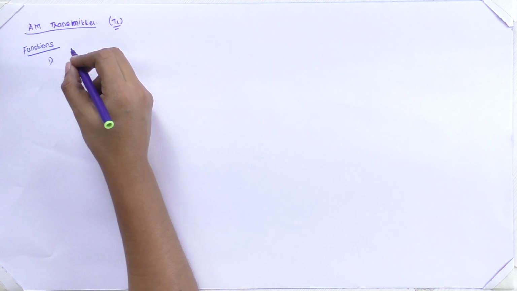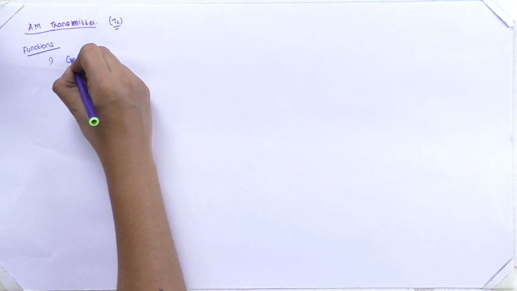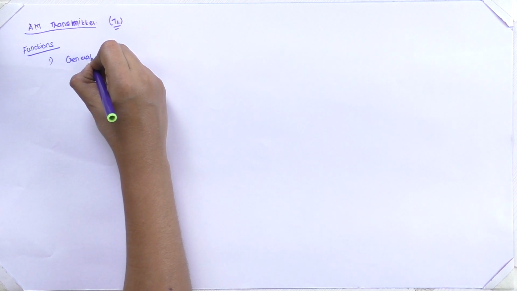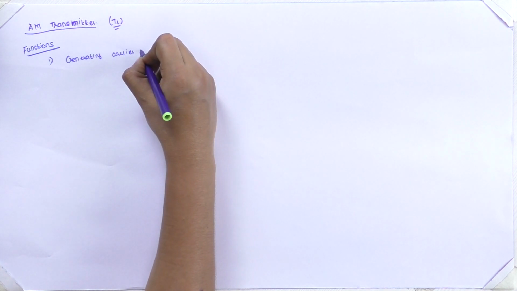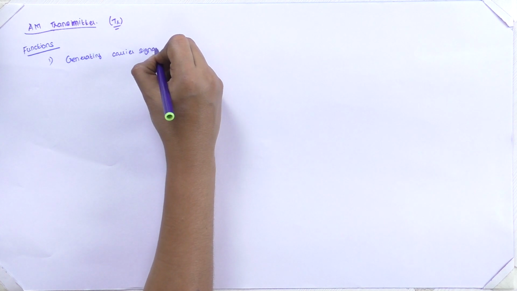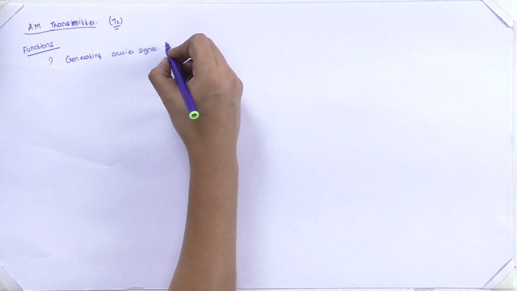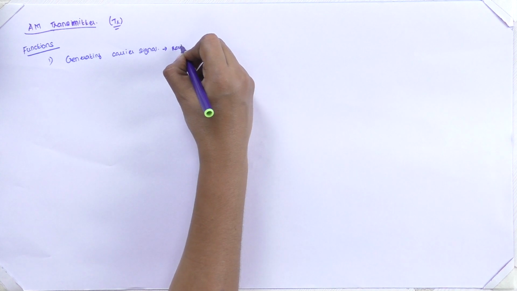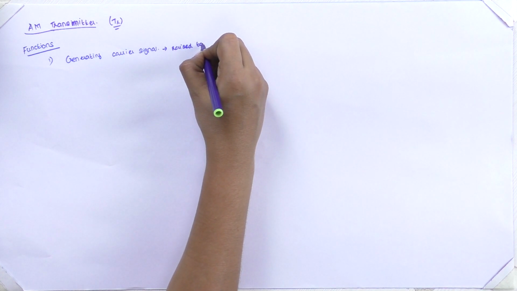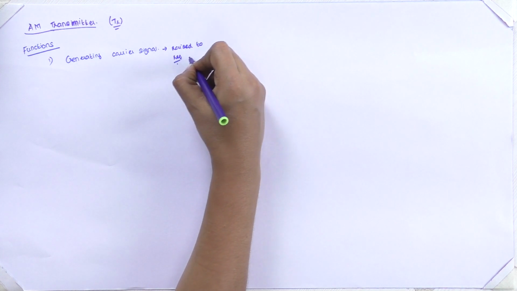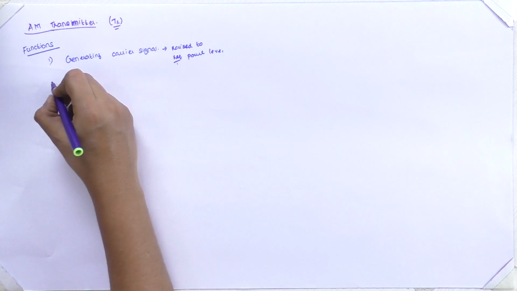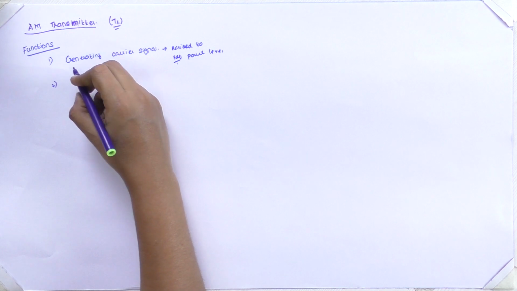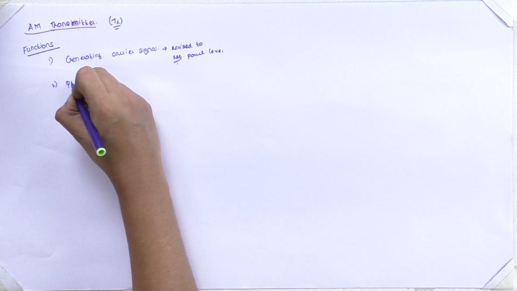The first function is generating or creating a carrier signal. It must be raised to the required power level. And the second one is processing the message signal and raising its power level.